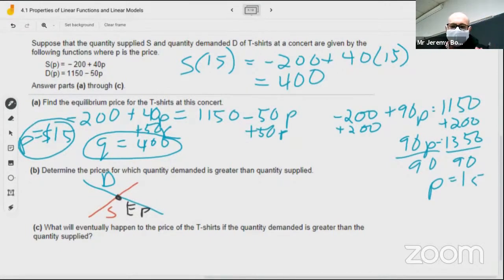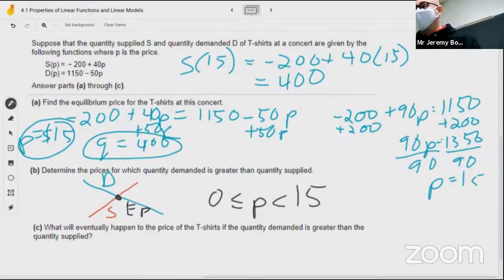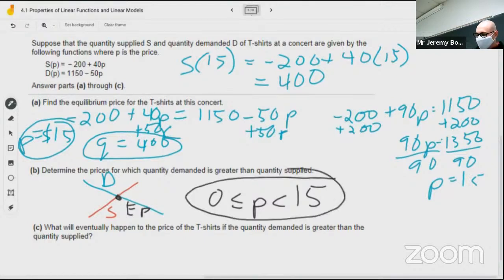And so where is the price? Well, determine the price for which the quantity demanded is greater than the quantity supplied. It's going to be from 0 up into my equilibrium price. So it's going to be from 0 to $15. Notice I included 0 because if the price is $0, people will probably demand it more than I want to supply. But I don't include the 15 because at 15 they are equal. So this is going to be the answer to that question. Any questions on that?